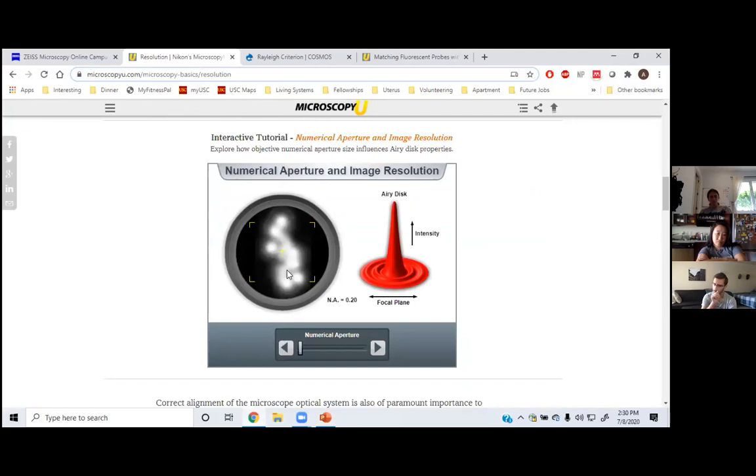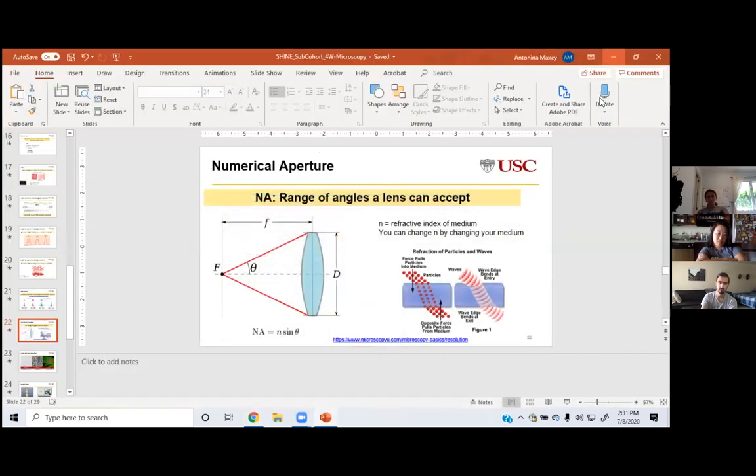So here you can see a bunch of different individual points, these point spread functions, and you see how it's fuzzy. And again, you can see that if you increase the numerical aperture, you also increase the resolving power. And a way to increase that numerical aperture is by changing your medium. So if you've heard of oil immersion microscopy, that's one way to increase your numerical aperture.